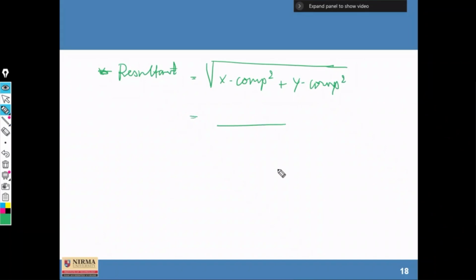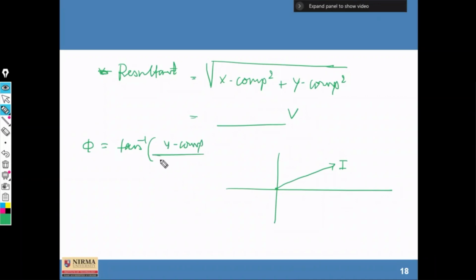In different examples, it may ask that please draw the resultant also. So whatever the magnitude you received here, according to that you need to draw. This is your resultant current I, which is the addition of all these three. Okay, and you can also find an angle phi, that is tan inverse of y component upon x component.